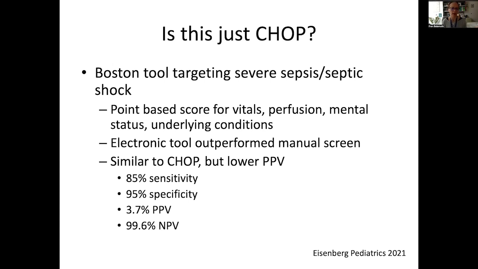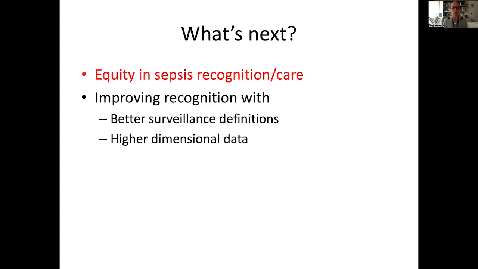This is a tool that was developed by Matt Eisenberg in Boston that uses a similar point-based score for similar elements: vital signs, perfusion, mental status, and high-risk conditions. And their electronic tool, again, outperformed their bedside clinician judgment. And their test characteristics are pretty similar to ours, except you'll notice that the positive predictive value is a bit lower.